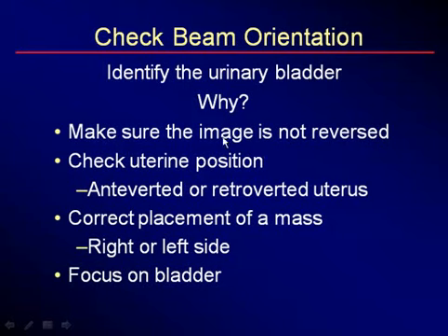So why do we even bother with this? Well, first of all, we have to make sure that the image is not reversed. That would help us with the proper uterine position. If it's an anteverted uterus and it was reversed, it would look retroverted, and vice versa. Also, when we turn 90 degrees into the transaxial plane, we want to make sure that the right side is correctly registered, so we don't mix up the placement of a mass. And it gives us a brief interval of time to just focus a little bit on the bladder, and sometimes we pick up bladder abnormalities.